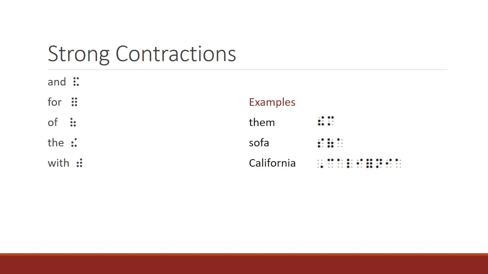Here are a few examples. THEM, T-H-E-M, which is written with the T-H-E sign followed by M. SOFA, which is written as S, O-F sign, A, and the word California, which begins with the capital indicator followed by C-A-L-I, F-O-R sign, N-I-A. If you are ever in doubt, you always use the contraction that takes up the most letters.